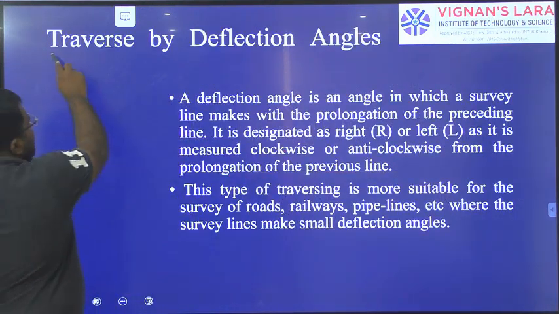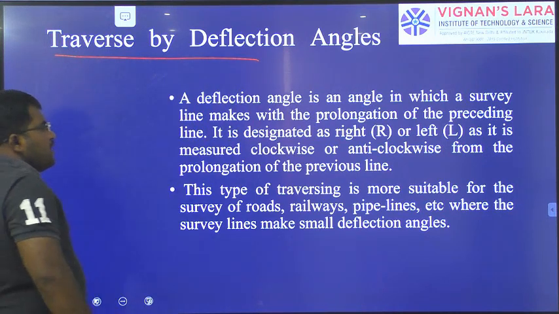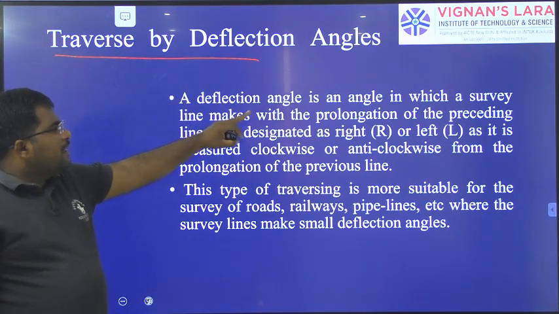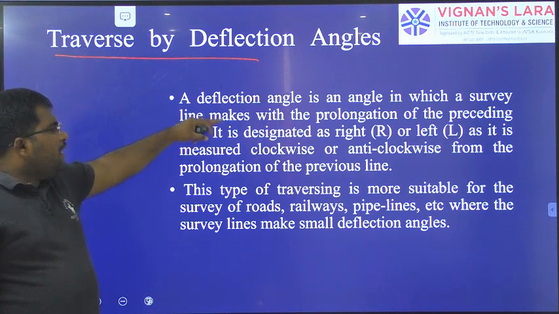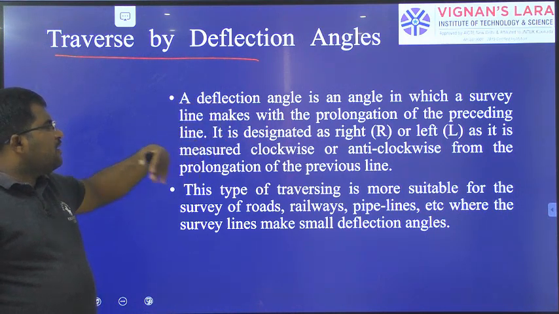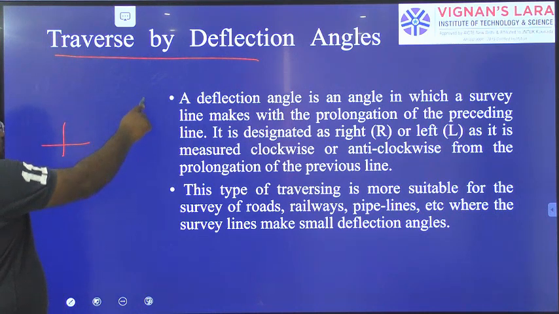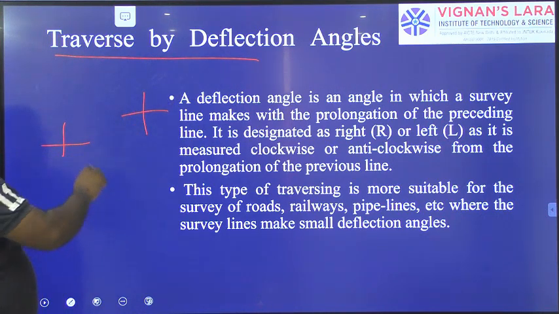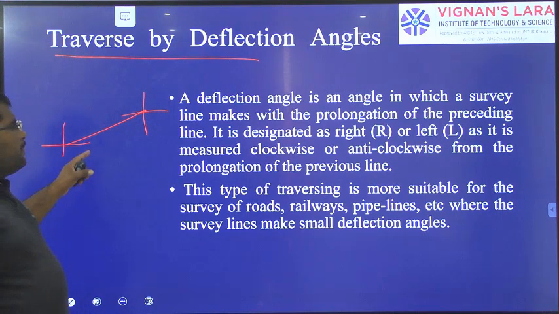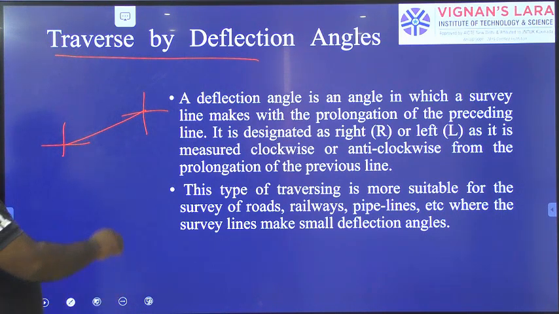Then traverse by deflection angles, okay? A deflection angle is the angle which a survey line makes with the prolongation of the preceding line, right? If you are making like this, the prolongation of the preceding line, okay? So wherever the survey line makes an angle with it, that is called the deflection angle. From this station to the next, it has deflected, right?